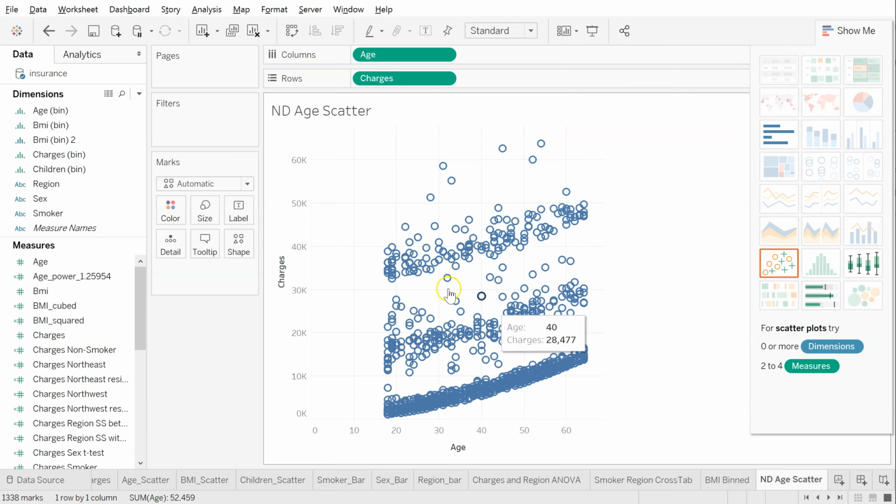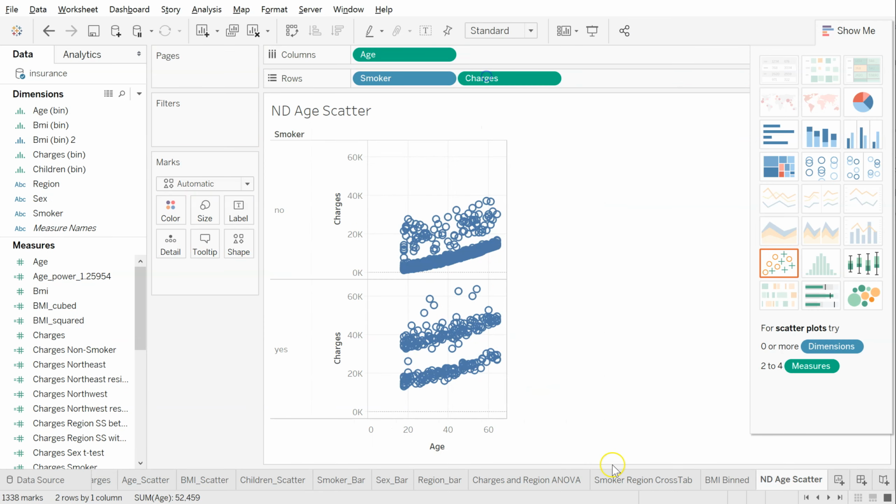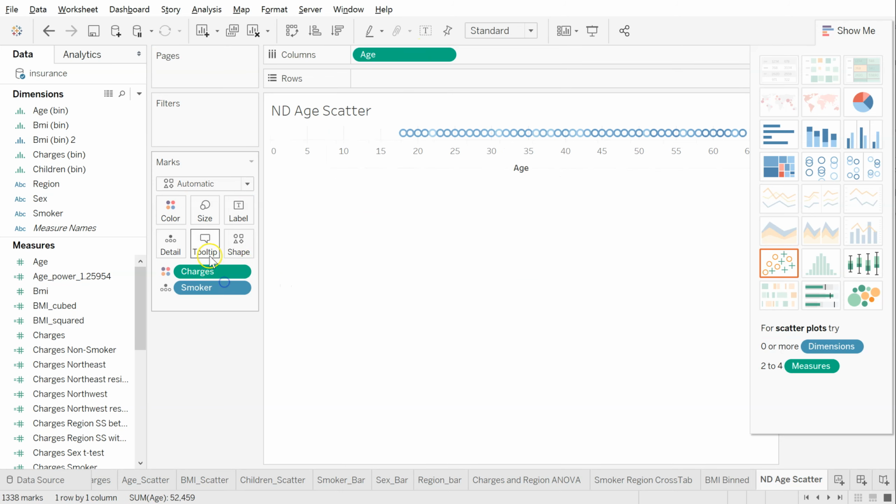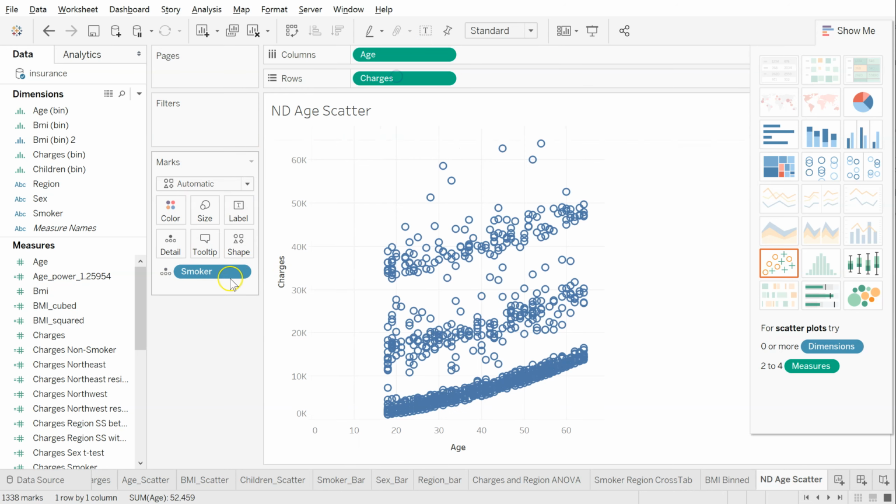Knowing how big that one was, by coming here and grabbing, right up here, smoker, I'm going to add it to, nope, not rows. Oh, not there. I want to add it to color right here in the marks. So I mess things up by, no, I moved charges. There we go. I want smoker on color. Sorry about that. Age and charges still up here. I want smoker dropped on color right there. And see what this shows us.